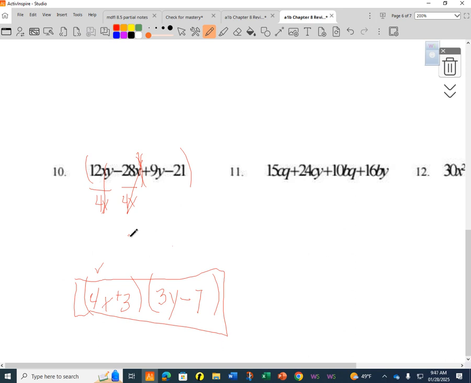Number 11, somebody asked. Number 11 looks even uglier. But number 11, I promise you, is exactly the same as number 10. Who asked for number 11? Nicole?